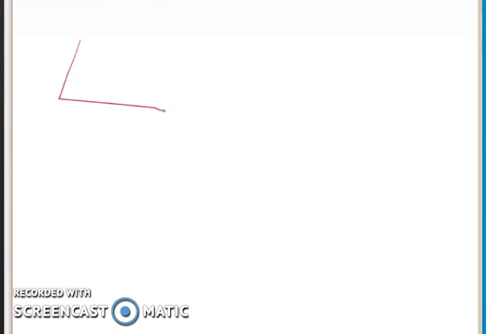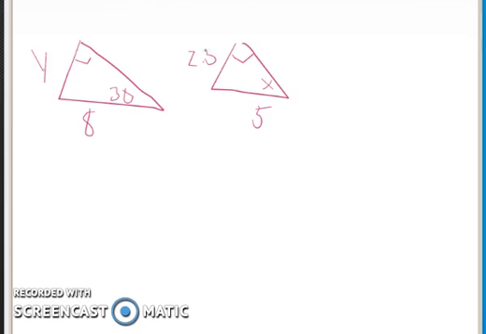Okay, again, we're given two triangles. They're actually right triangles as well, which is cool. We get y and 8. This is 30 degrees. This is x. We get 5 and 2.5. Well, right off the bat, I know 30 and x are congruent. Angles are congruent in similar triangles. So we get x equals 30. That was easy.